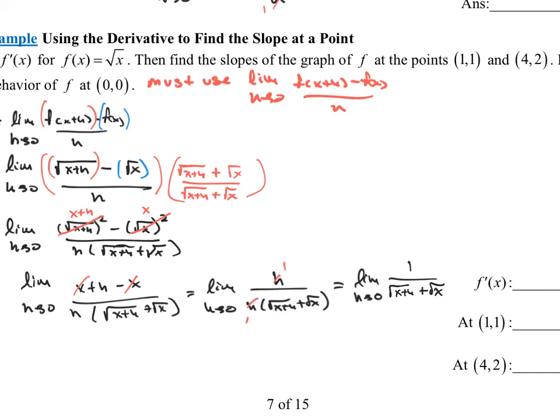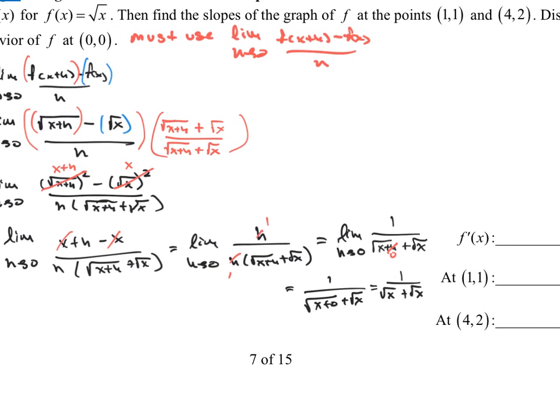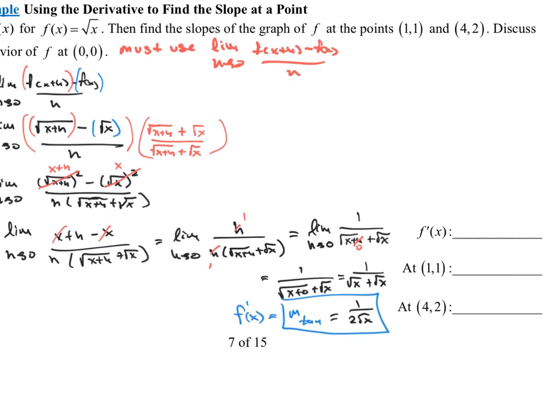Now that it's simplified, the question is, can I plug in h equals 0? Can I evaluate my limit? So this equals, notice I've had my limit every single one of these steps. Now that I'm evaluating the limit, I'm going to get rid of the limit as h approaches 0. And I have 1 over the square root of x plus 0 plus the square root of x, which is 1 over root x plus root x, which is 1 over 2 root x. So this right here is our slope of the tangent line at any given point, which is also the derivative of the function. 1 over 2 root x.